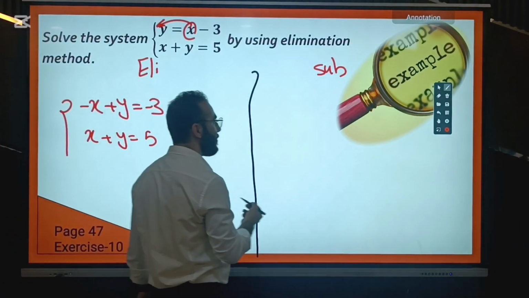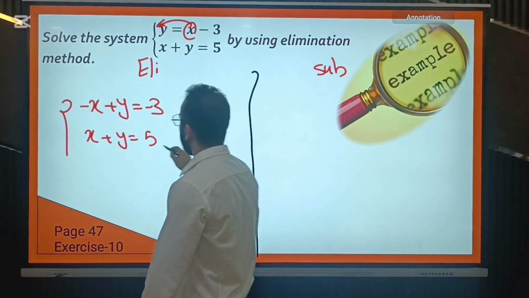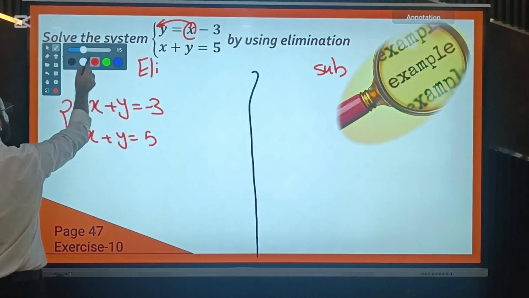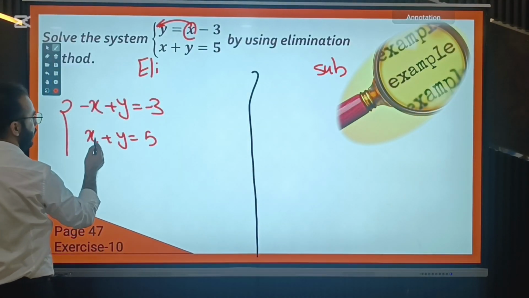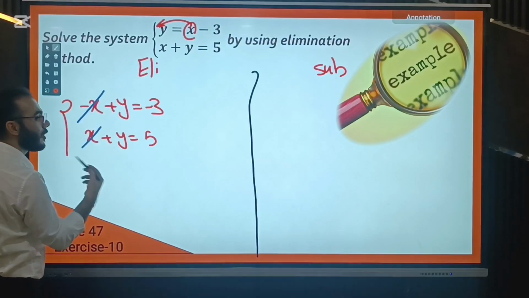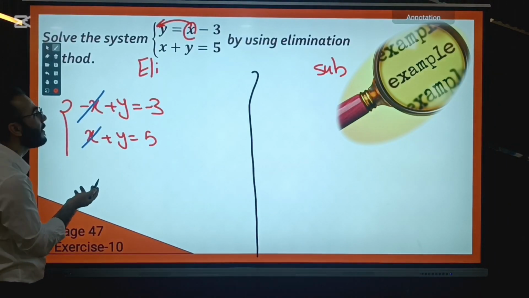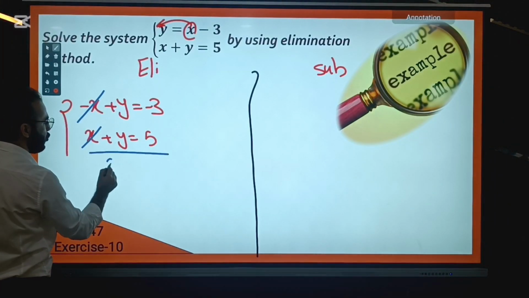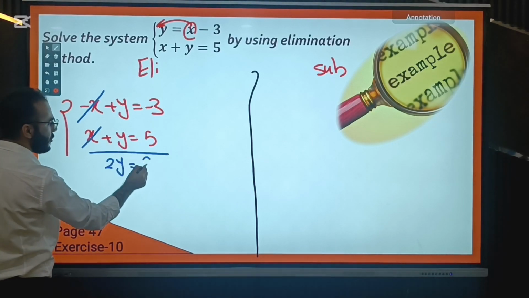What was the first step? Adding the two equations that we have. Negative x and x will kill each other. You see, elimination happened already. y plus y, 2y equals 5 minus 3, which is 2.